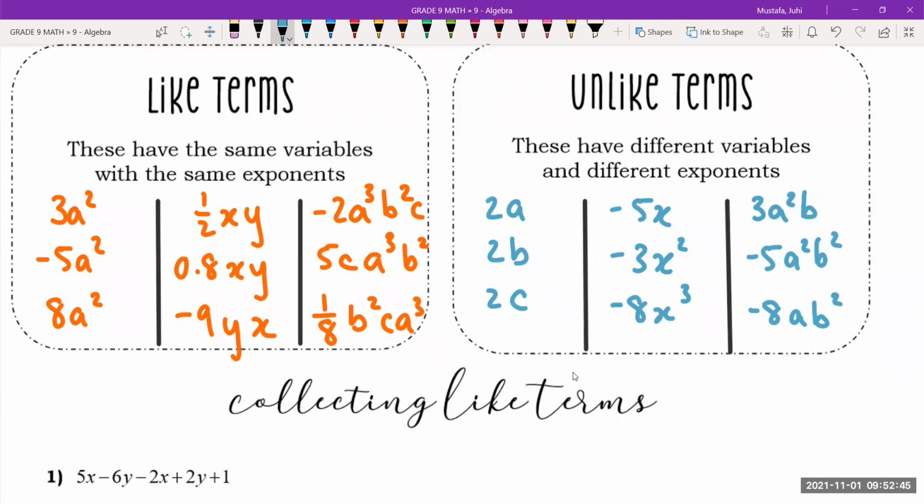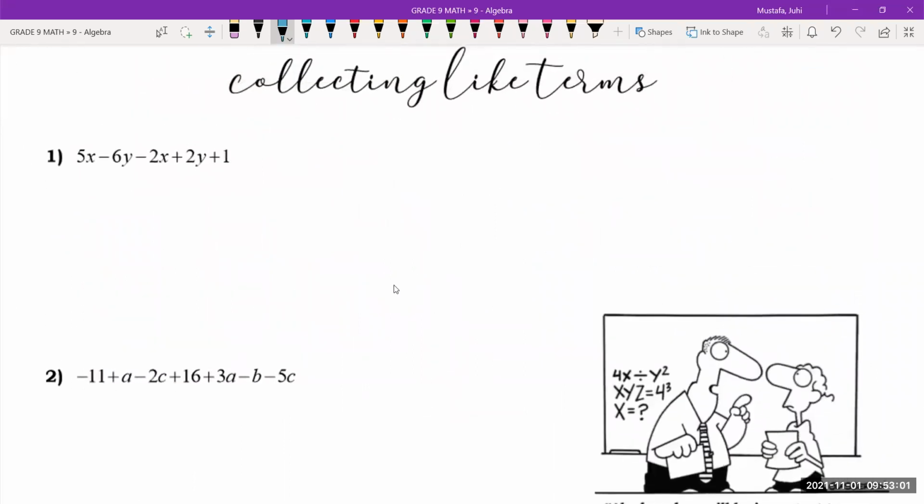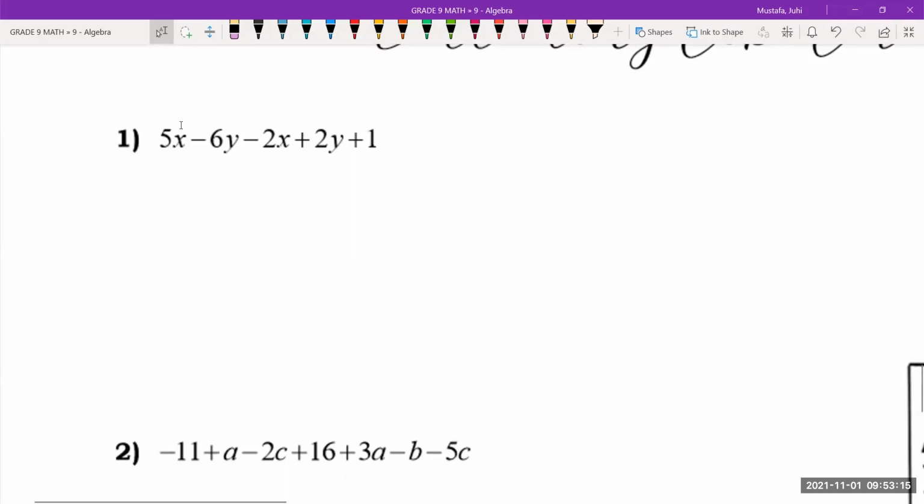Thank you. You're only allowed to add and subtract terms that have the same letter and the same exponent. If you have a different letter and a different exponent, you're not allowed to add or subtract those terms together. So let's try doing that with the collecting like terms activity. Okay, so I have 5x minus 6y minus 2x plus 2y plus 1. And I'm basically asking you to collect like terms and then try to solve this.